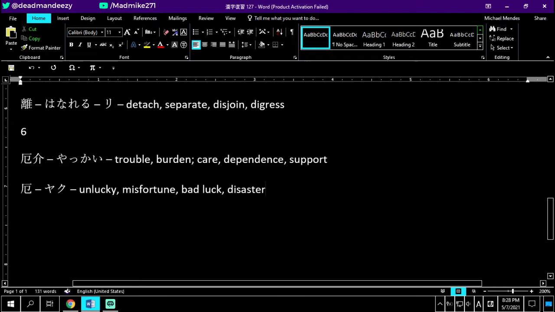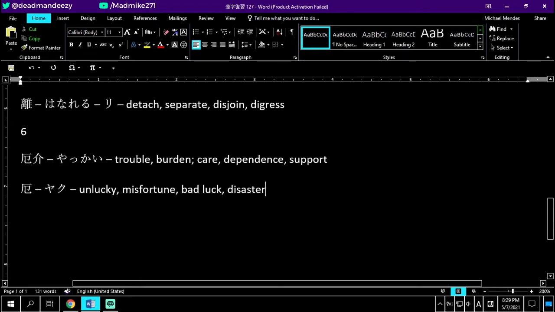The radicals in this kanji are a cliff over a seal, like a stamp seal. Unlucky or misfortune. It's like some guy fell off of a cliff and gave it his stamp approval. Yeah, that was unlucky. That was unfortunate. That was a disaster. Yaku. Yakai no yaku. An unlucky mediation or an unlucky concerning oneself with something. Dependence, support, or trouble or burden.